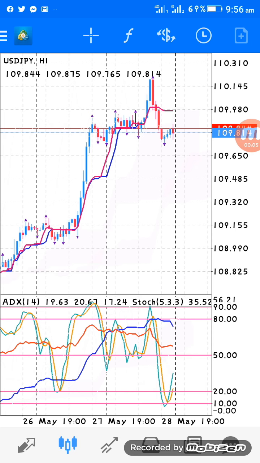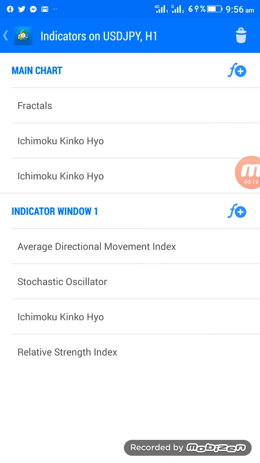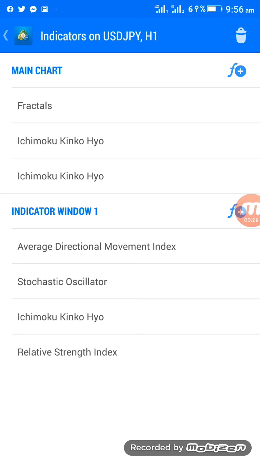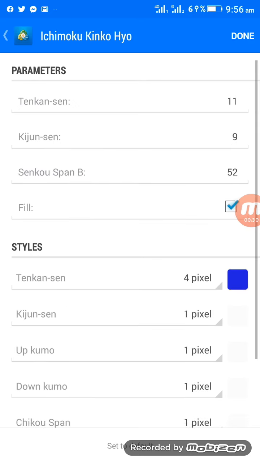See the screen. This is how the setup will be. Then we'll go to F. The first one is fractal, which is not really important. It's just to point the highs and the lows. This is the main chart at Ichimoku. You set it this way.